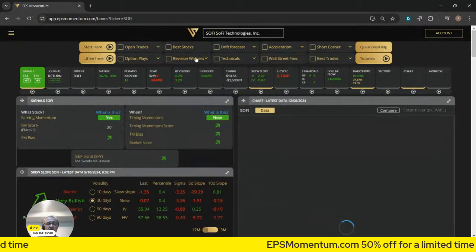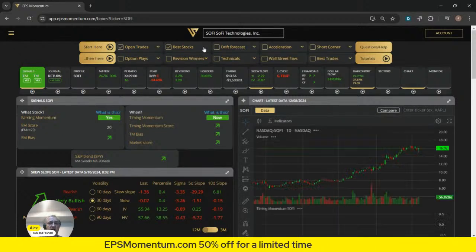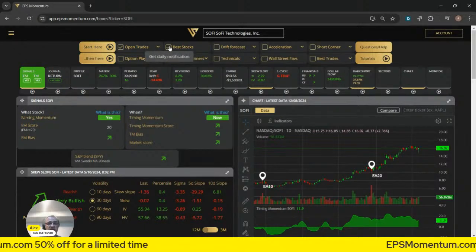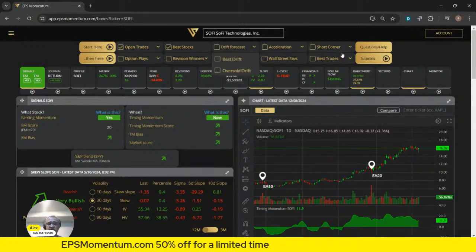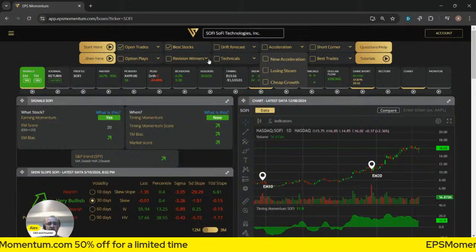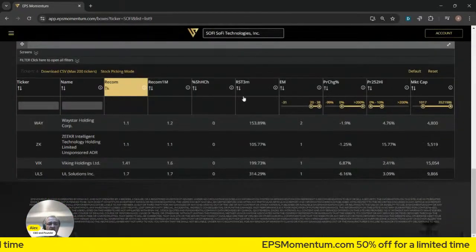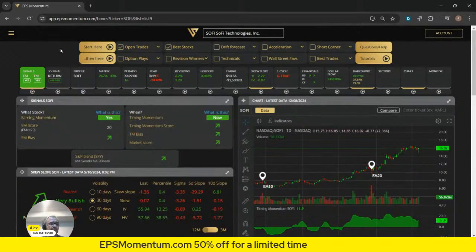Once you sign up, you can actually click on that little bell here, or little drop, and you get daily notification. We will send you by email the top 10 of that search on the screener, pre-canned searches, and there's a ton of them: drift forecast, acceleration, revision winners, technicals, anything you would search, and it would produce the result or send it to your email.